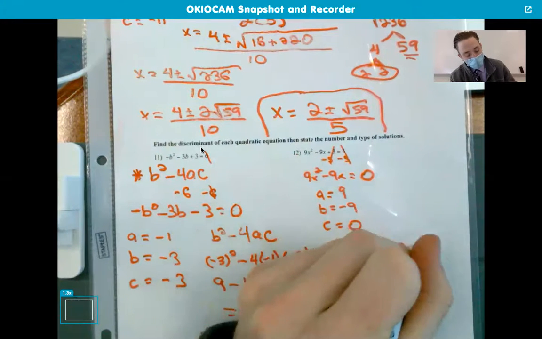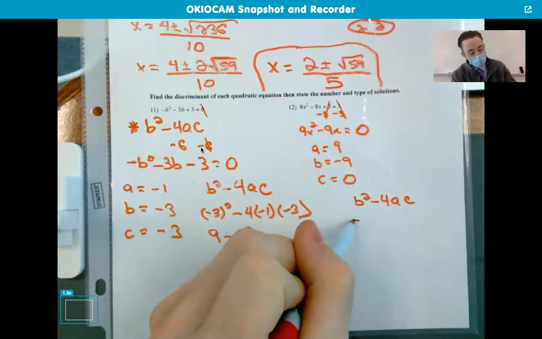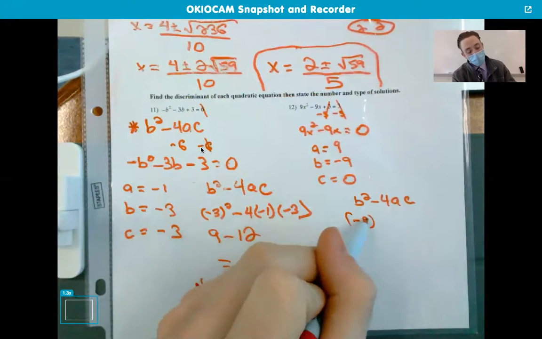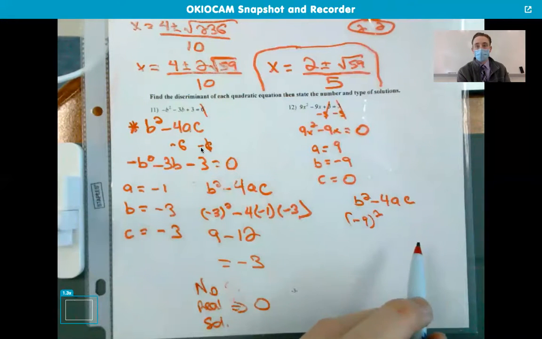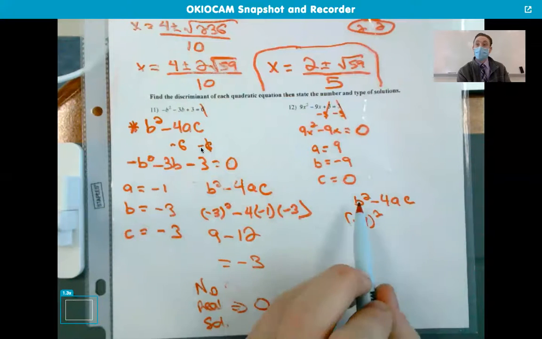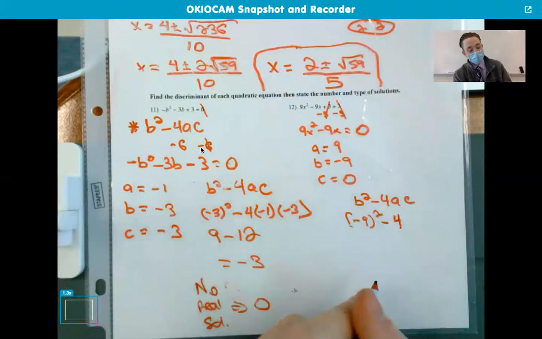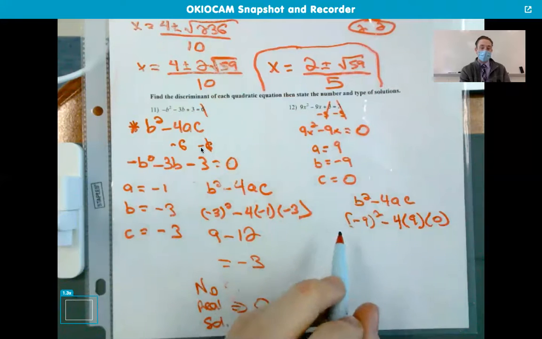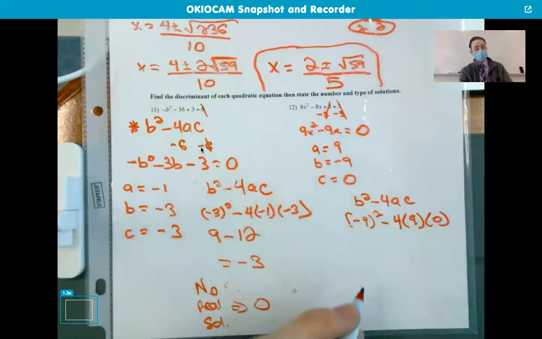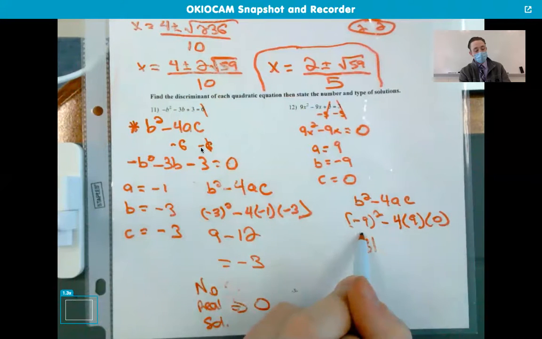When I plug that into my discriminant, what's that next line going to look like? Oh, well, -9 squared, right? Because the b is negative. No, it's just positive b squared. Good. So -9 squared minus 4 times 9 times 0. Well, -9 squared is going to give me 81. Anytime I multiply by 0, that's just going to give me 0. So 81 is actually the value for my discriminant.